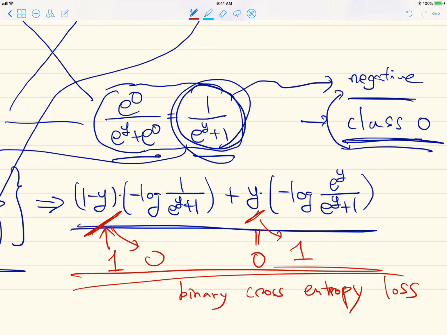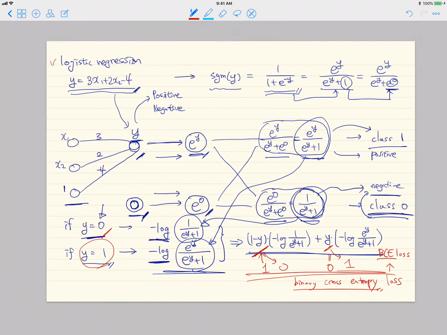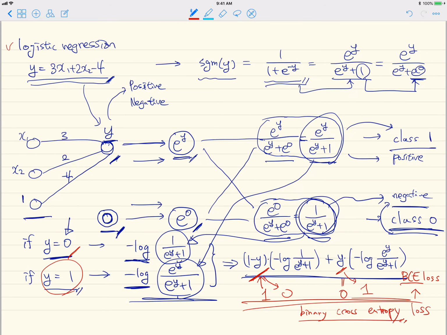Okay, so if you have played with neural net or deep learning libraries implemented in Python, such as PyTorch or TensorFlow, there is a function called BCE loss or something like that. BCE represents this binary cross entropy loss. So that's it for the softmax classifier and its loss, and also logistic regression as well.